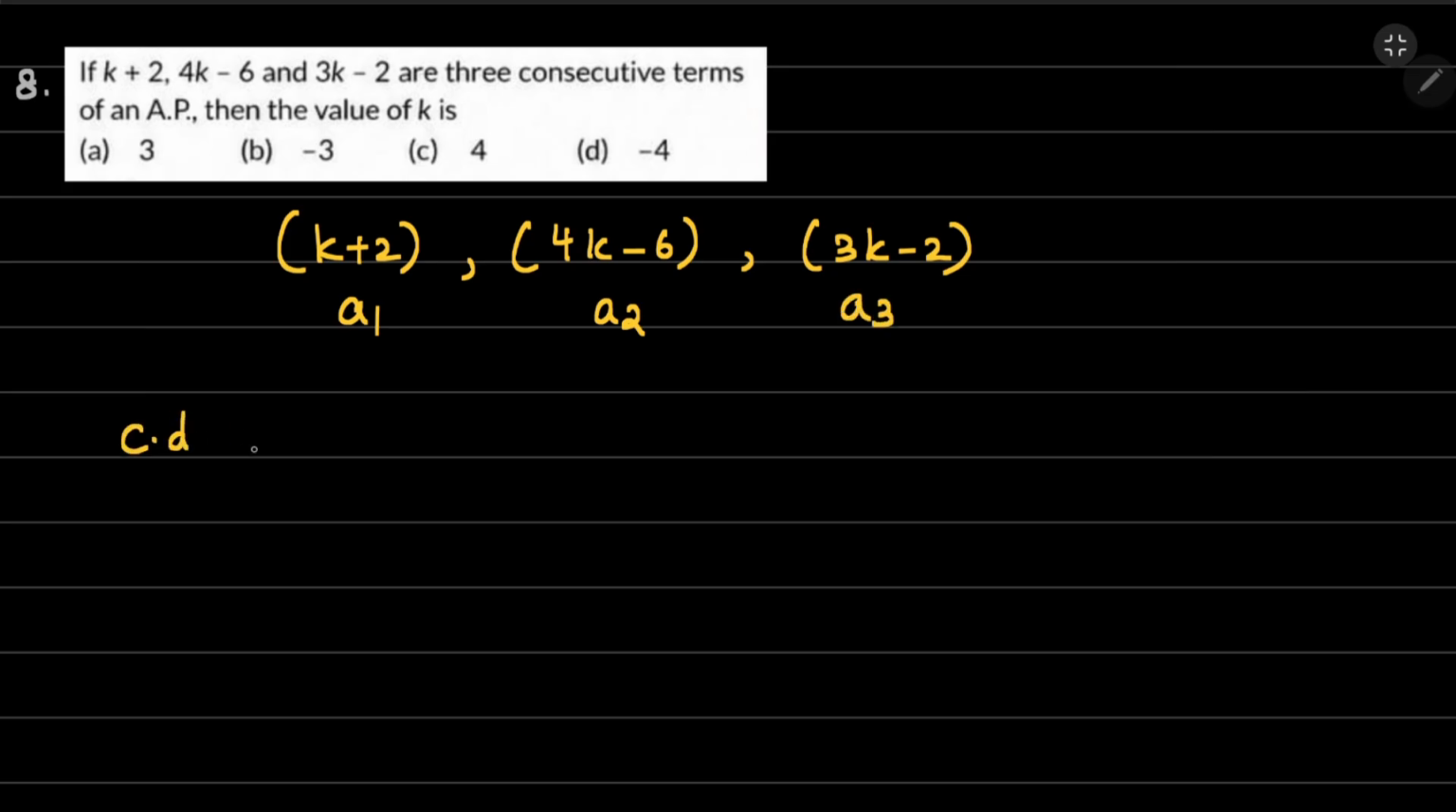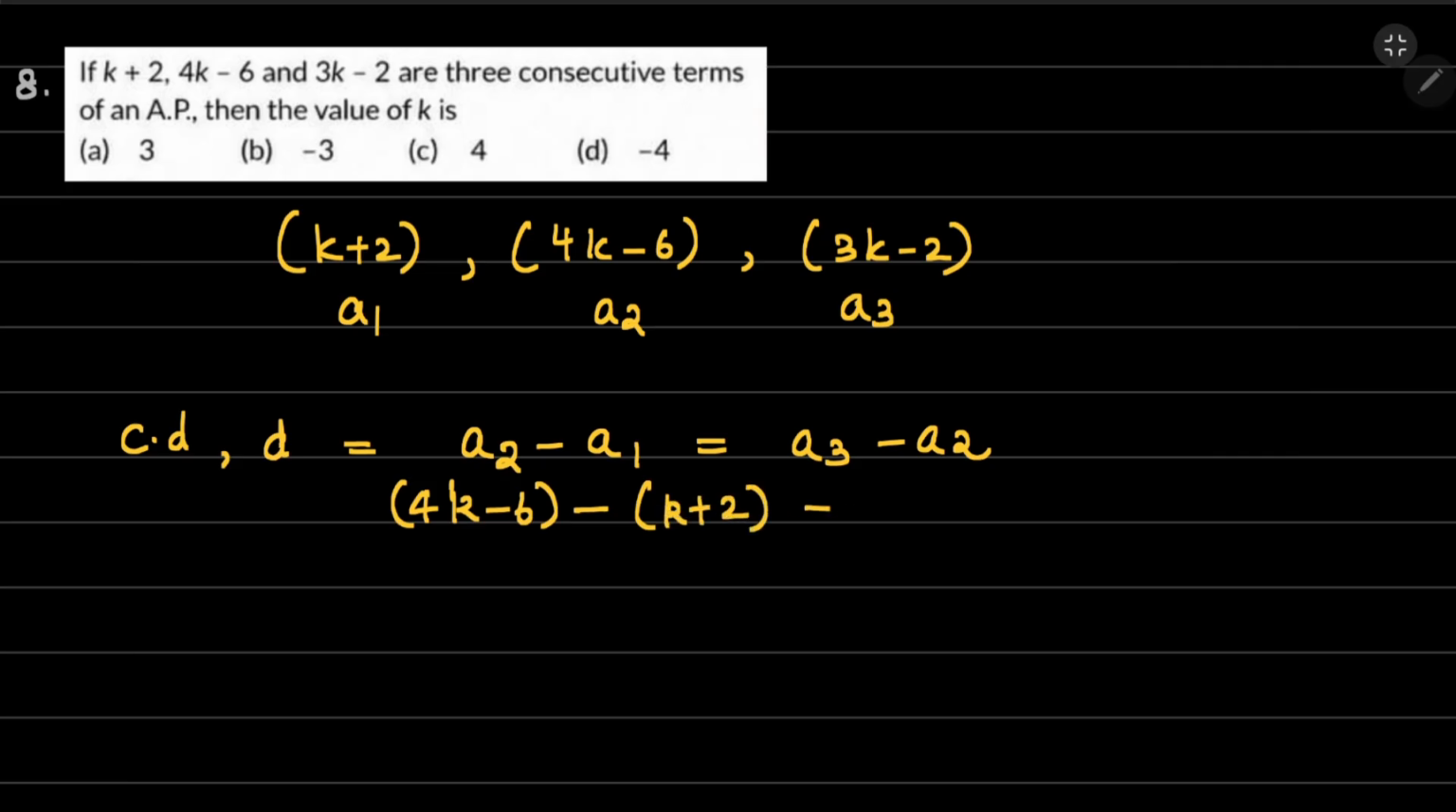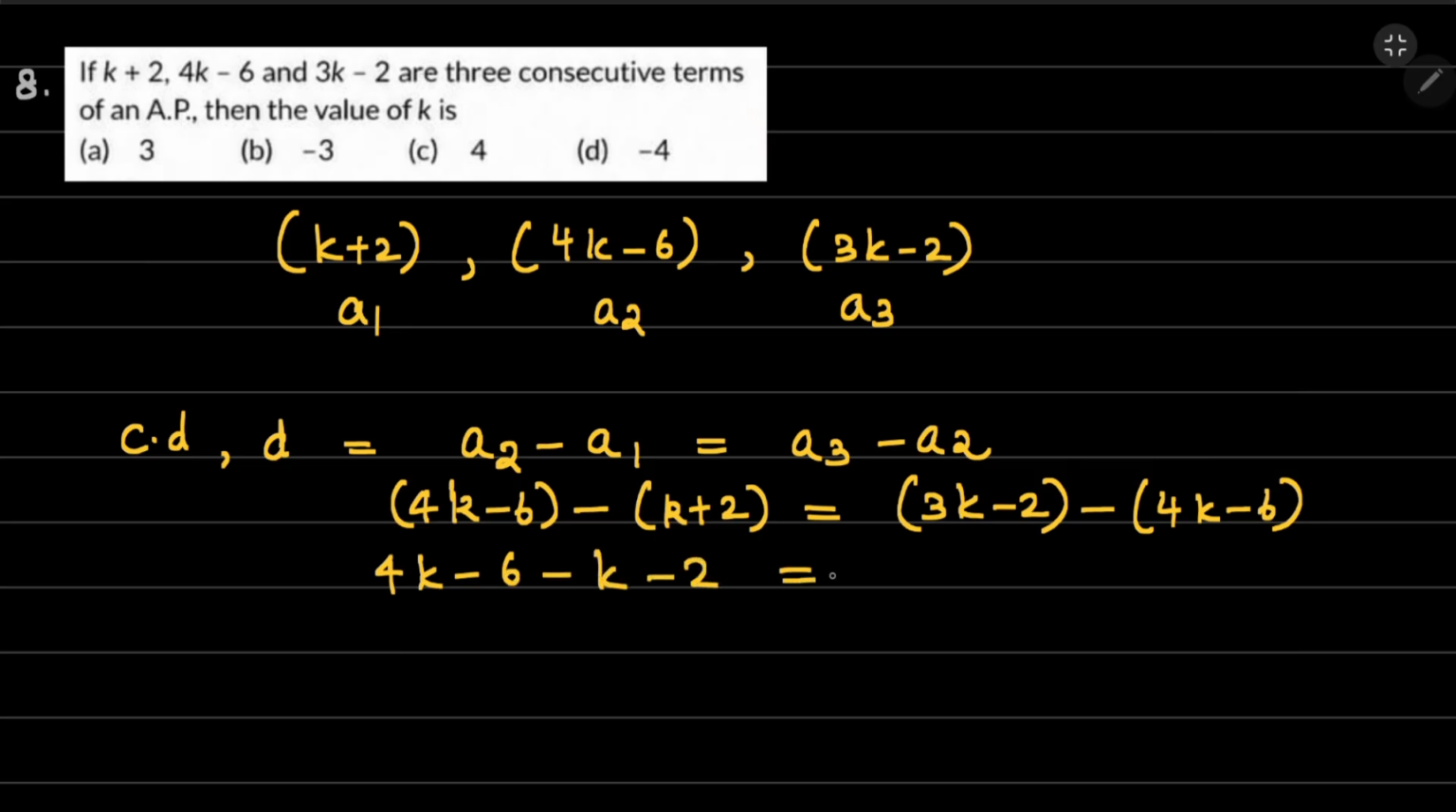So the common difference, which is D, should be equal to A2 minus A1, and this will be equal to A3 minus A2. What is A2 minus A1? The second term, 4k minus 6, minus the first term, k plus 2, should be equal to the third term, that is 3k minus 2, minus the second term, that is 4k minus 6. So on solving, what do you get? 4k minus 6 minus k minus 2 is equal to 3k minus 2 minus 4k plus 6.